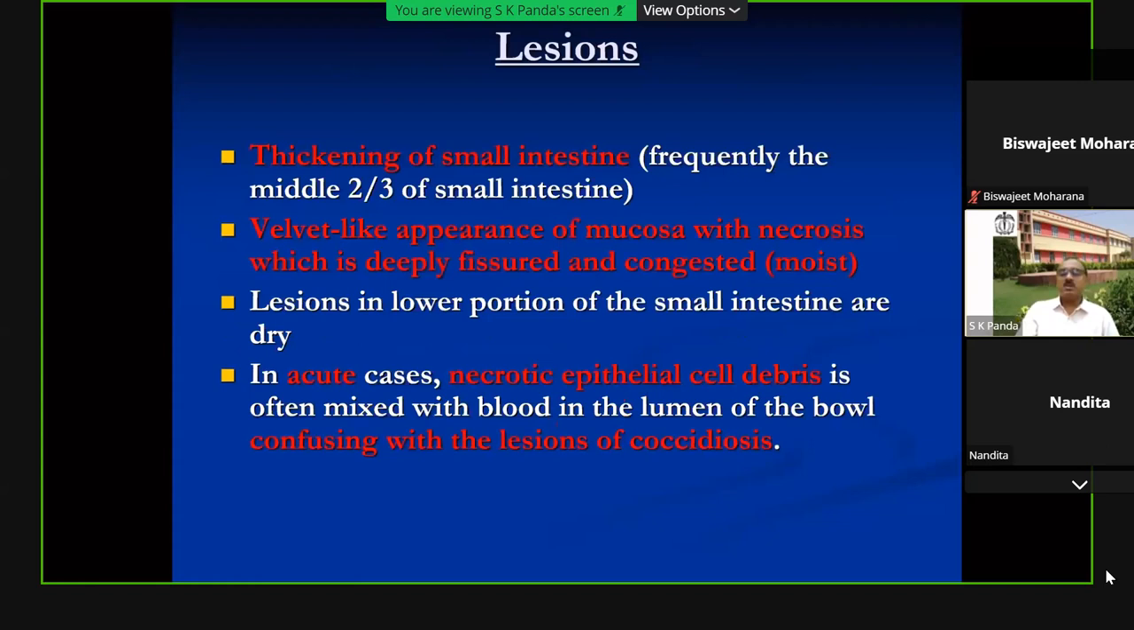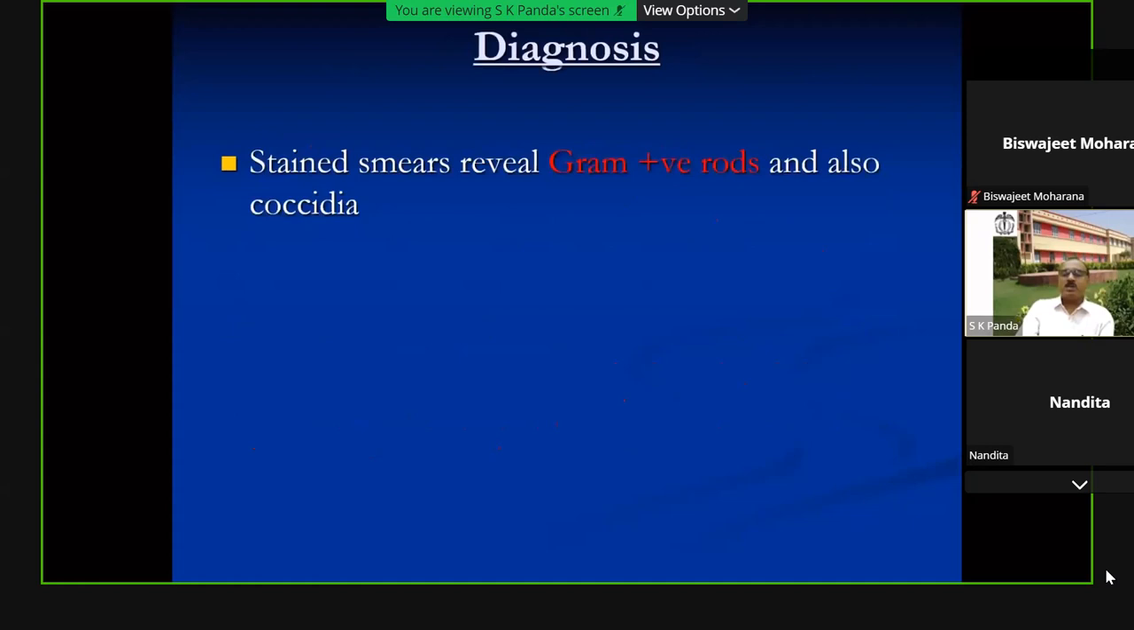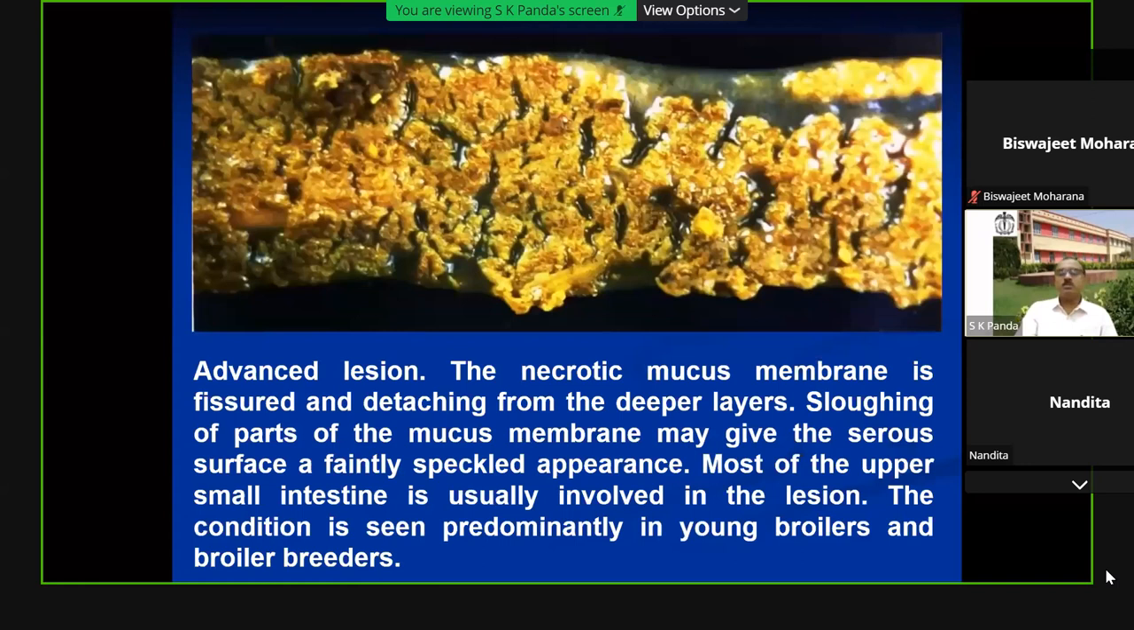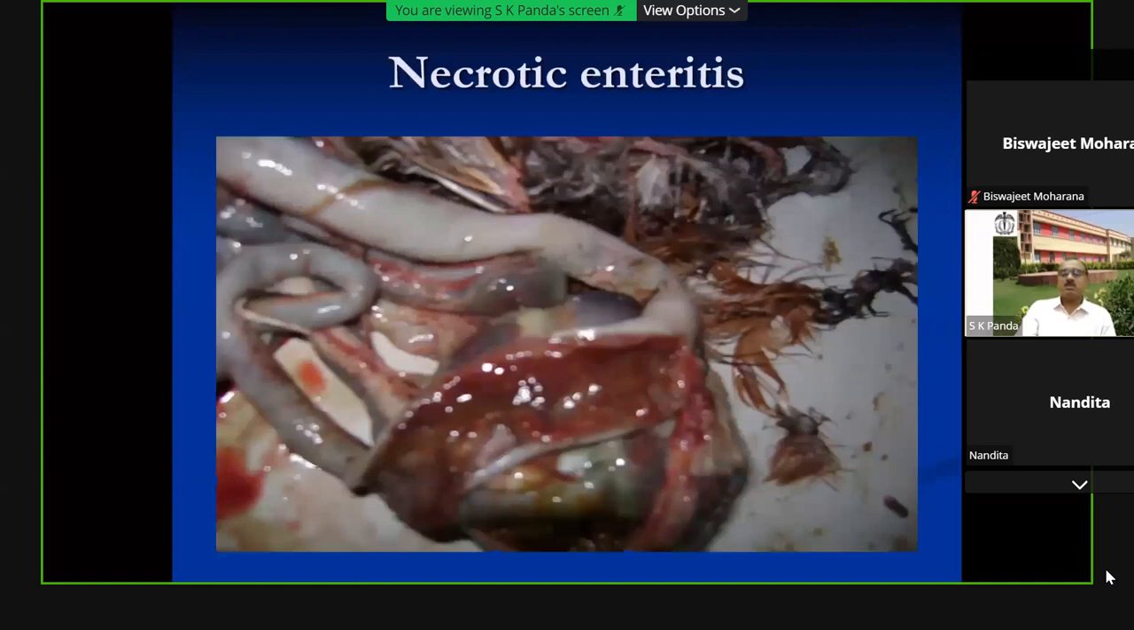Thickening of the small intestine, frequently with a velvet-like appearance. Please remember, necrotic enteritis has become very common because of Clostridia, and you will diagnose it very easily by seeing the mucosa of the intestine looking velvet-like. You see the surface. The necrotic mucous membrane is fissured; there are fissures, cracks in the mucosa of the intestine. We have also seen many cases of necrotic enteritis with thickened intestine. The wall is thickened with necrotic fissures, and a velvet-like appearance of the mucosal surface.